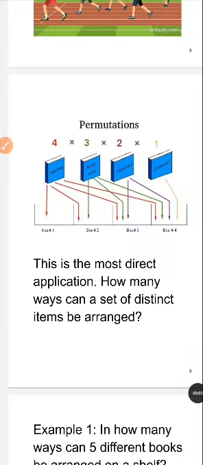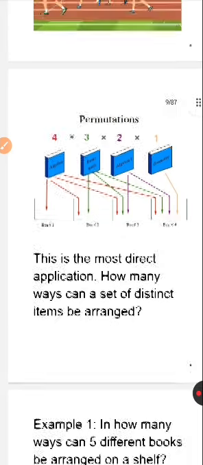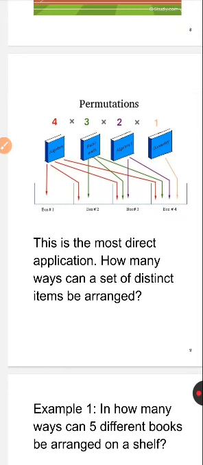In this video, we are going to continue with our application of permutation. So let's begin. Now, these are other applications of permutation.